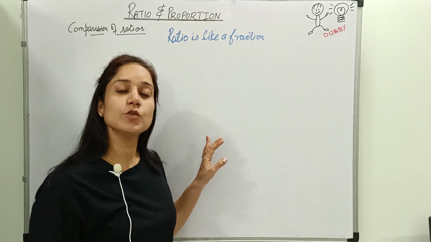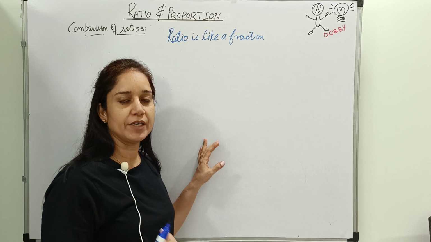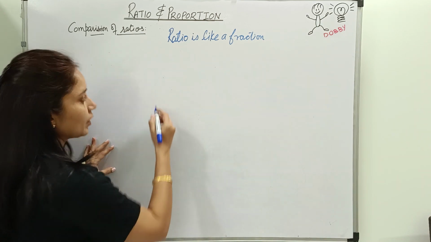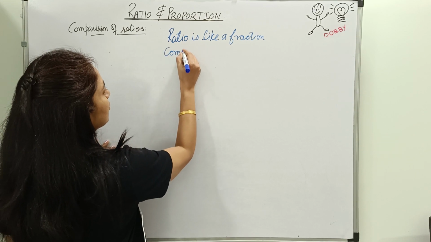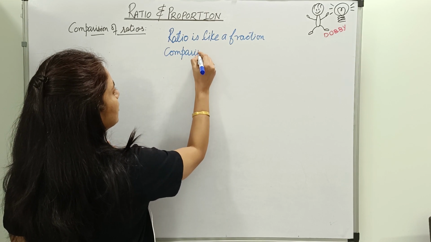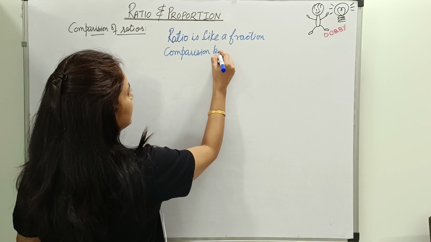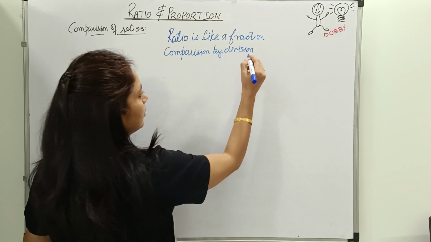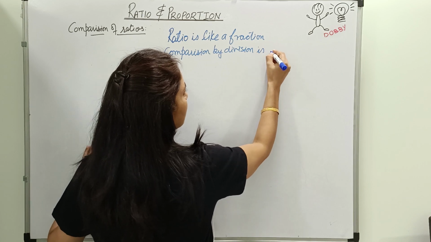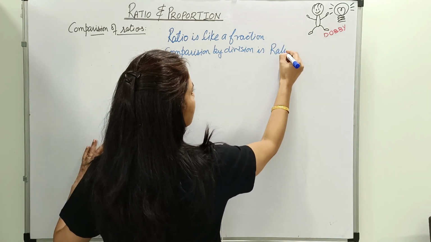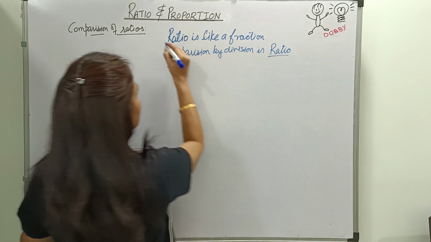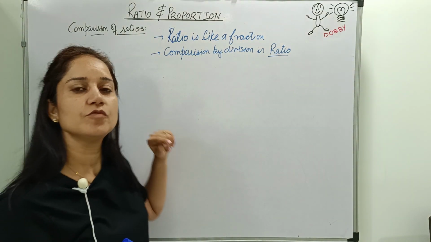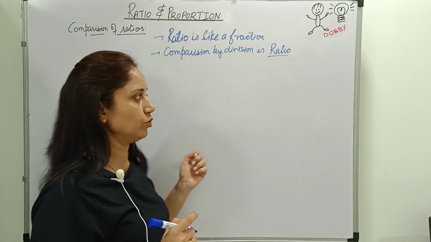Or in other words, you can say comparison of two quantities in a division form is called ratio. Comparison by division is also called ratio. Now in today's class we are going to study comparison of ratios followed by equivalent ratios, right?